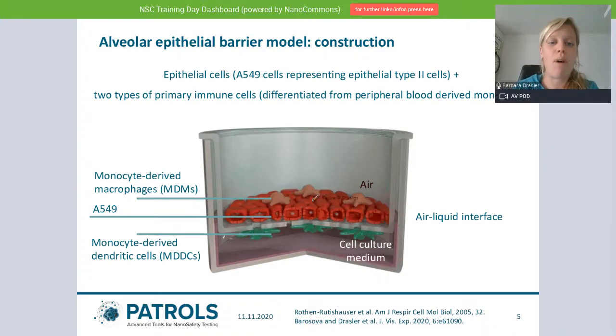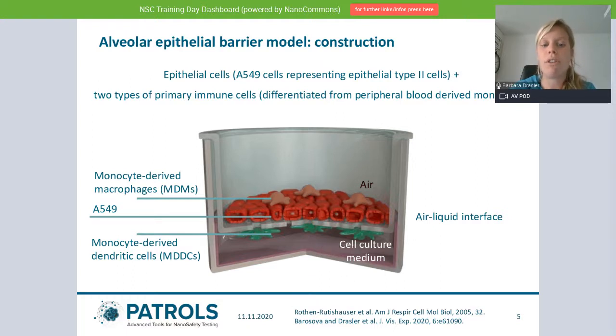So this is now the model from a closer look. We can see A549s in the middle, macrophages on top, and dendritic cells on the bottom. I want to point out that this is a very powerful tool to investigate effects of different compounds deriving either from the apical or even from the bottom part of the model.